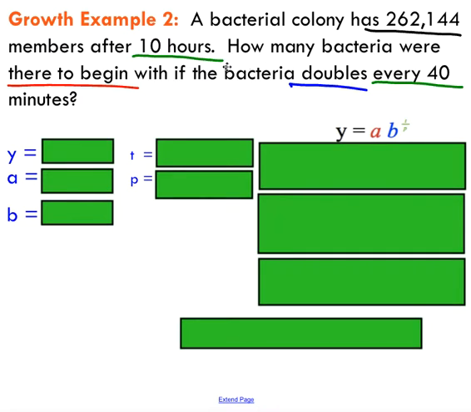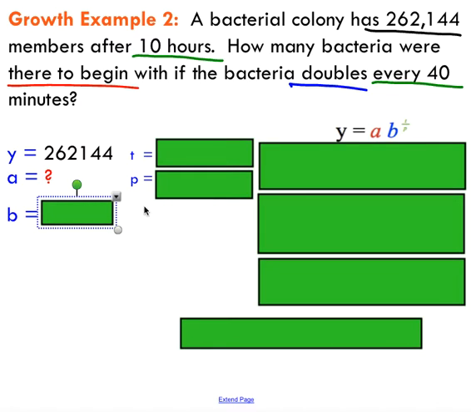In this case, the thing that jumps out at me the most is how many bacteria were there to begin with. That tells you that you're looking for the initial amount. So that's going to be your a value. Okay, so you can see I've just identified that I'm going to be solving for a. Looking at the question again, it tells me that I have this many bacteria after 10 hours. So after 10 hours have passed, I've got that many bacteria. So that must be my final amount.